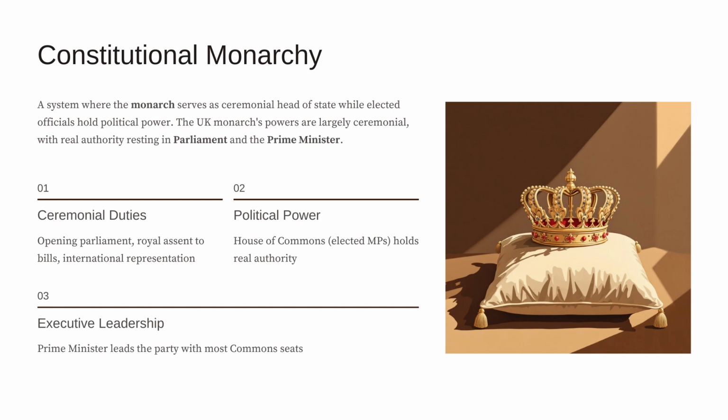Constitutional monarchy. A system where the monarch serves as ceremonial head of state, while elected officials hold political power. The UK monarch's powers are largely ceremonial, with real authority resting in Parliament and the Prime Minister. Ceremonial duties: opening Parliament, royal assent to bills, international representation, political power.